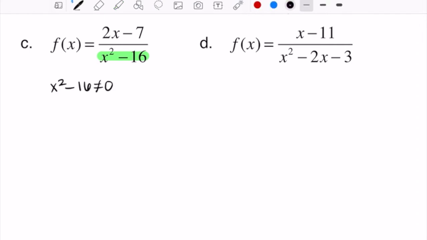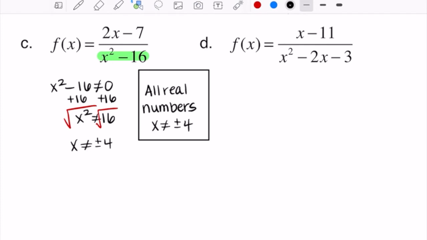We still don't want x squared minus 16 to equal 0, so I'll add the 16 to both sides. But then here, to finish solving, I'm going to take the square root of both sides. And so for this one, the domain has two excluded values. The domain for this function would be all real numbers, except x cannot equal +4 and x cannot equal -4. So there are two excluded values.